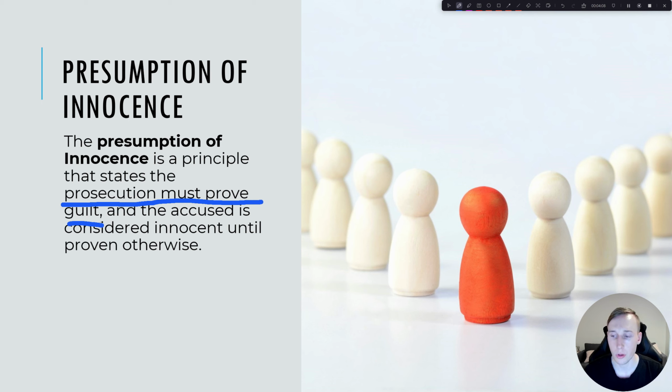So the prosecution has the responsibility to bring forward all the evidence and paint the case against you, and until they have successfully proved that you have committed a crime without any doubt in mind, then you're always presumed innocent. So it's a really important principle we have, similar to something like the right to silence, to help protect our individual rights.